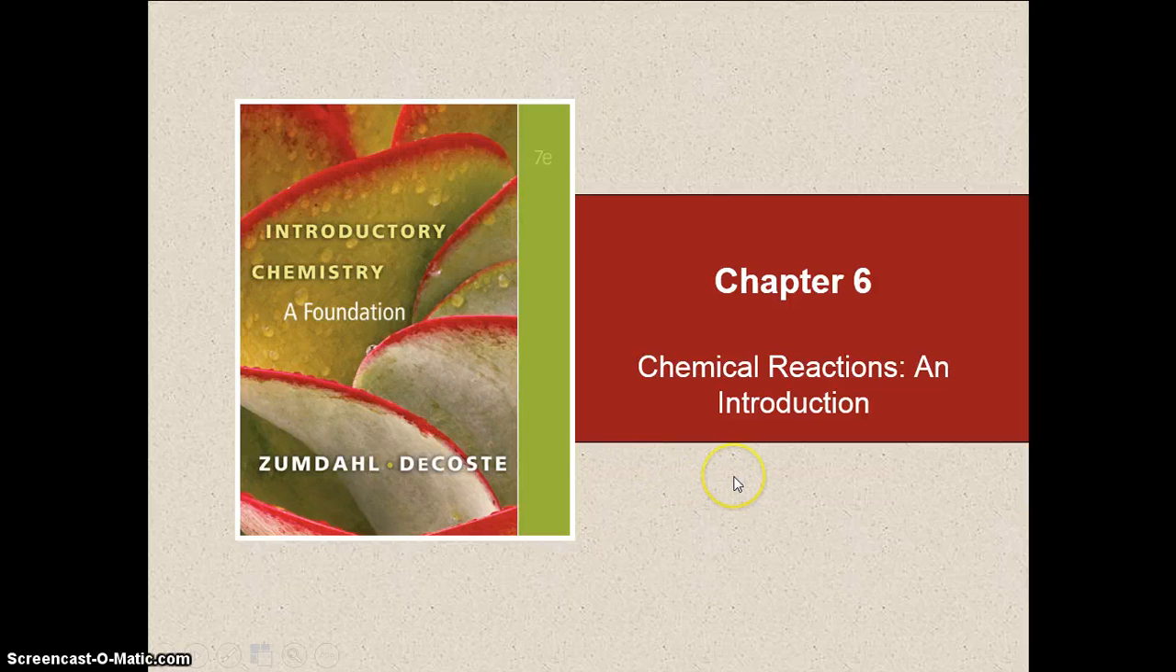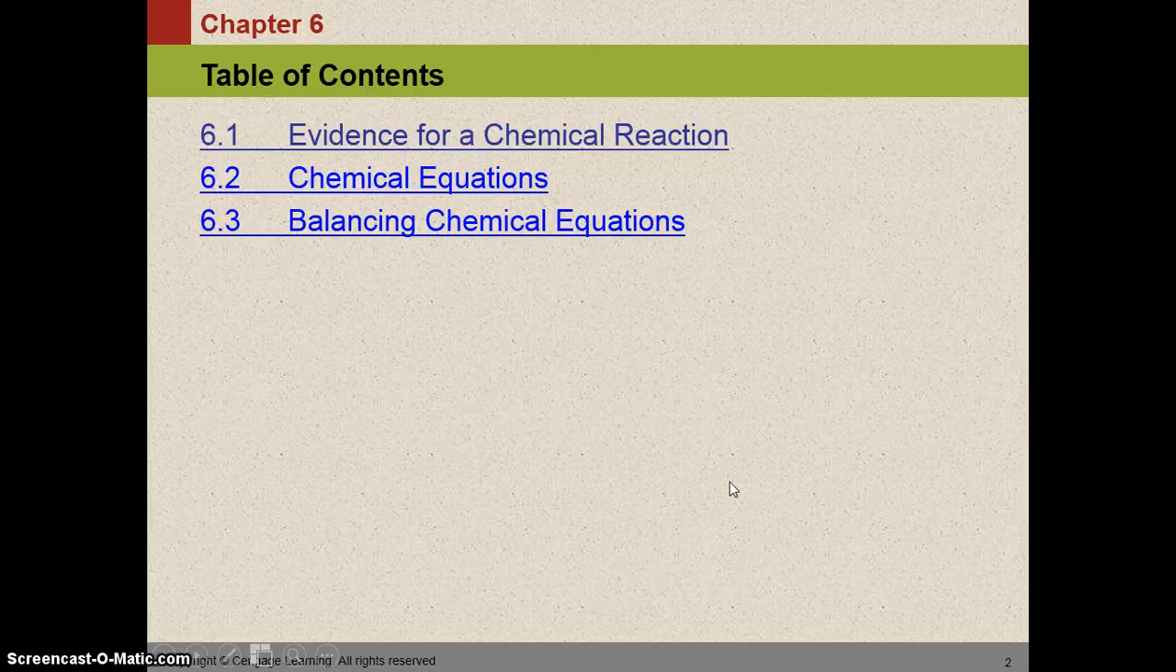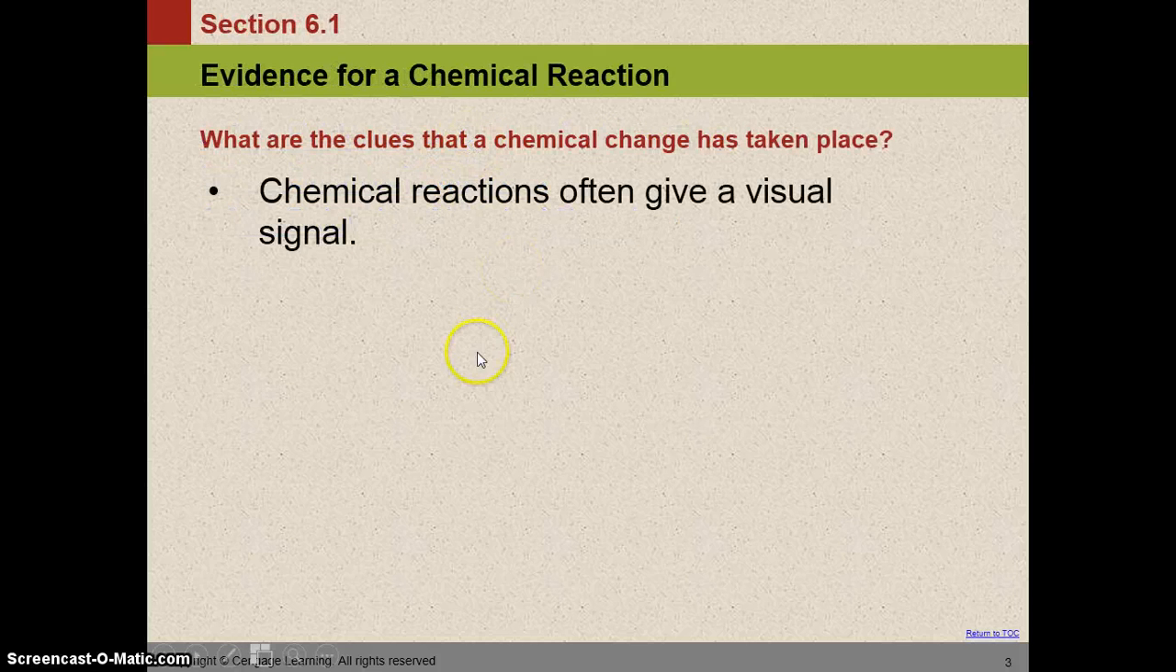Chapter 6 is going to deal with chemical reactions, and it's just an introduction. And you can see from the table of contents that it's a relatively short chapter. We're going to spend the most time on balancing chemical equations, but before we can balance them, we have to have already done the naming, which we just finished, and we have to be able to identify when a chemical reaction has taken place and know what makes up the parts of a chemical equation.